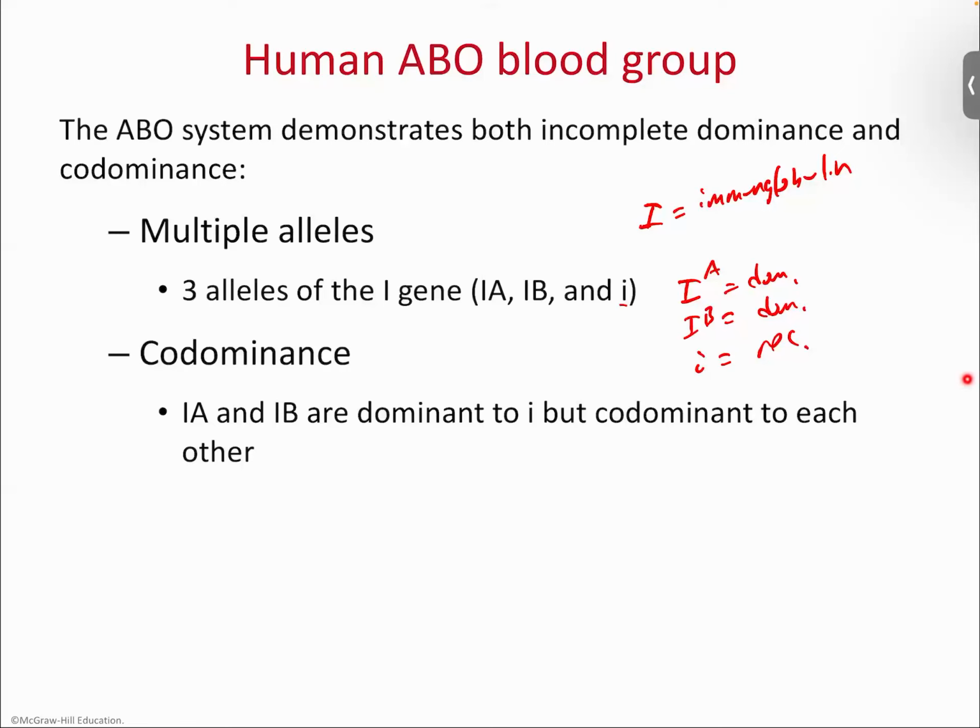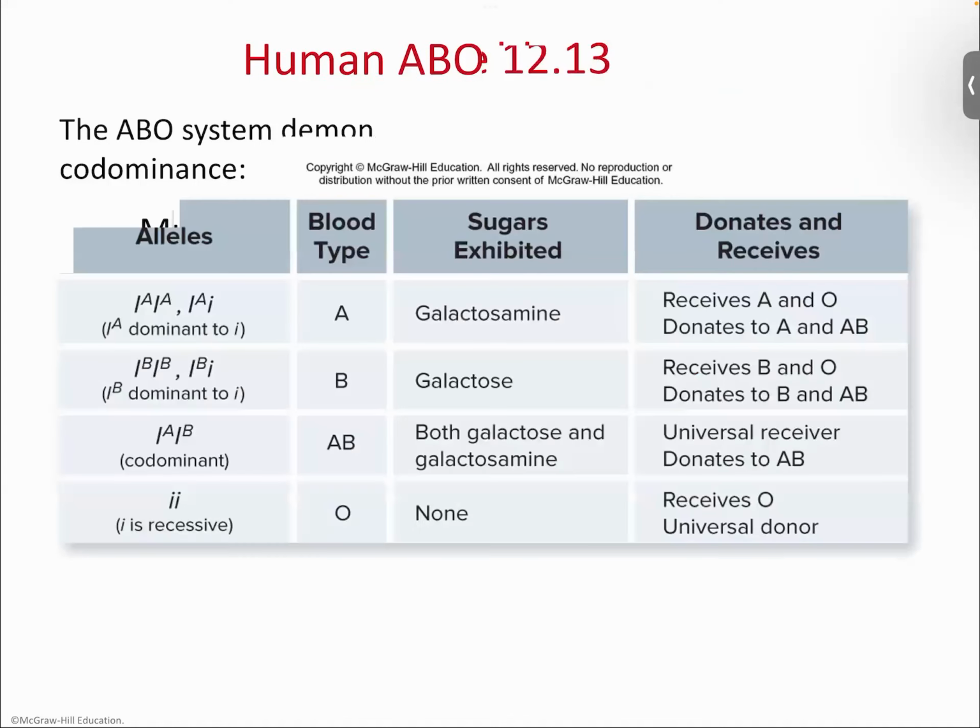because you've got 2 dominants, A and B are codominant. That is to say, they share power equally, they are equally expressed. But i is a true recessive, and it behaves as a true recessive. So let's take a look and see how this fleshes out in the ABO blood grouping. So here is our genetics.